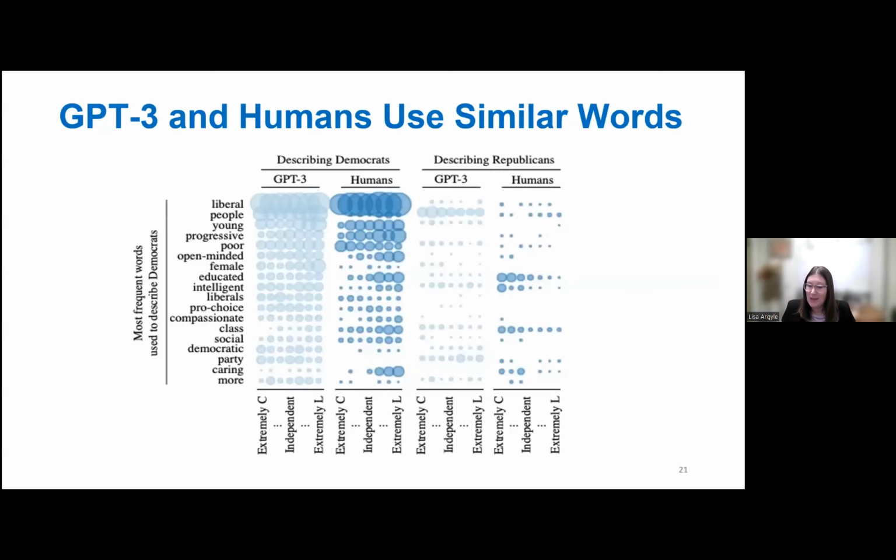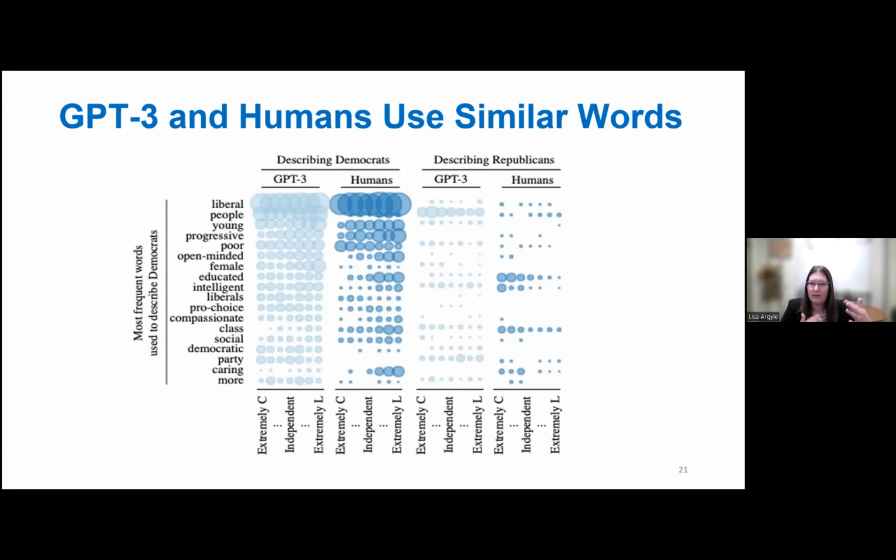But how much does this match up to human responses? So we take the human data, we take the GPT-3 produced data, and we ask, how often are they using the same kinds of words? What we should see here is both the humans and GPT-3 are using pretty much the same set of words to describe Democrats. And they're not using any of those words to also describe Republicans. We see that on both sides. We see lots of overlap in the kinds of words that are coming up.